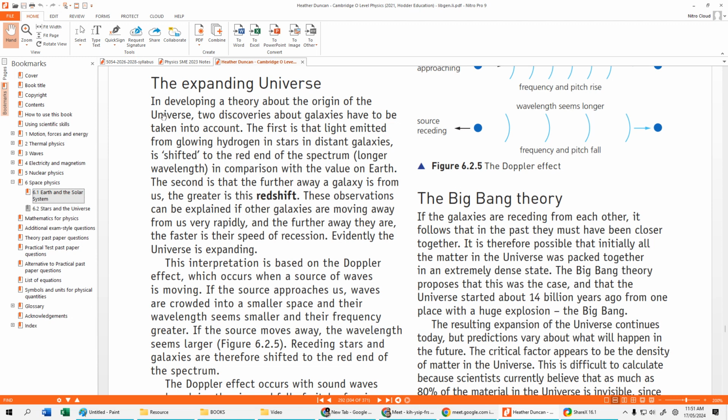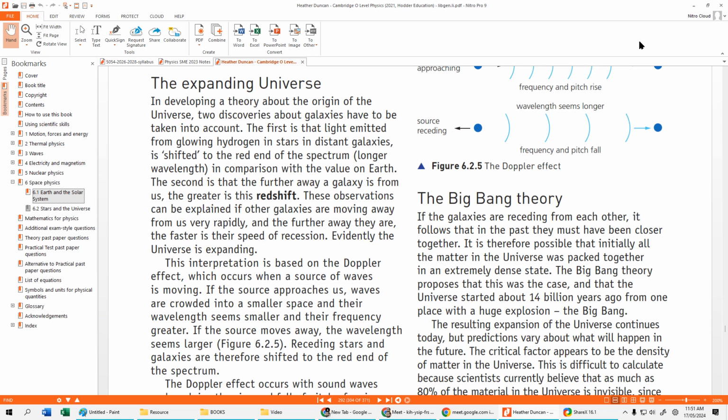So we see this thing: in developing a theory about the origin of the universe, two discoveries about the galaxies have to be taken into account. The first is that light emitted from a glowing hydrogen in stars in distant galaxies is shifted to the red end of the spectrum, longer wavelength, in comparison to the value on Earth. The second is that the farther away a galaxy is from us, the greater is the redshift.